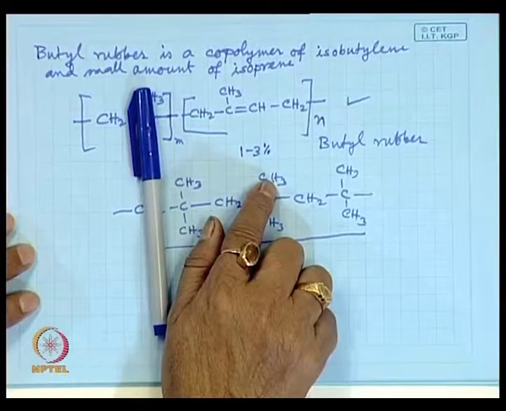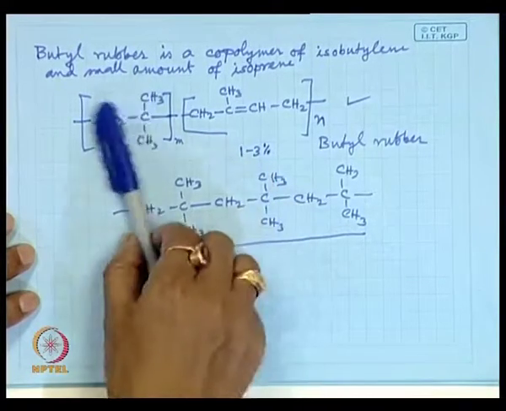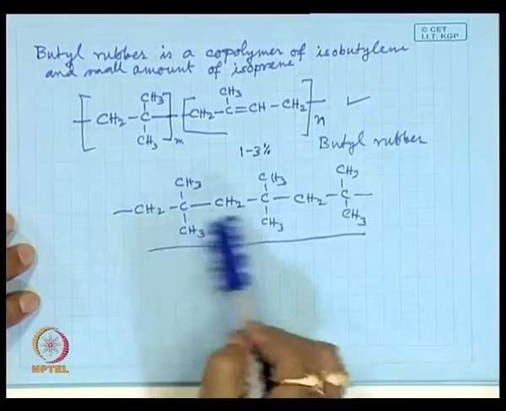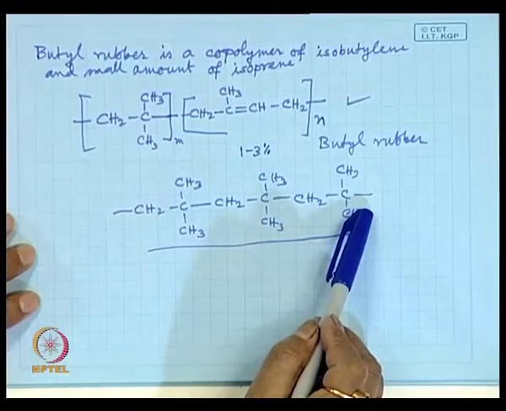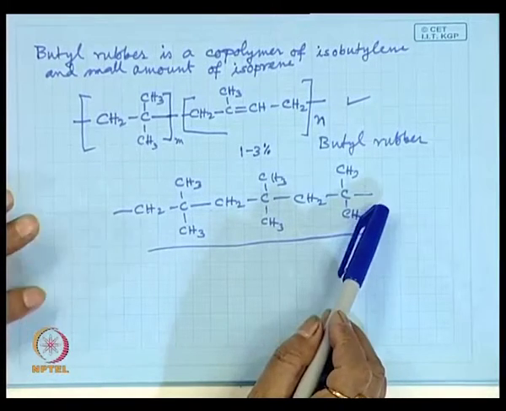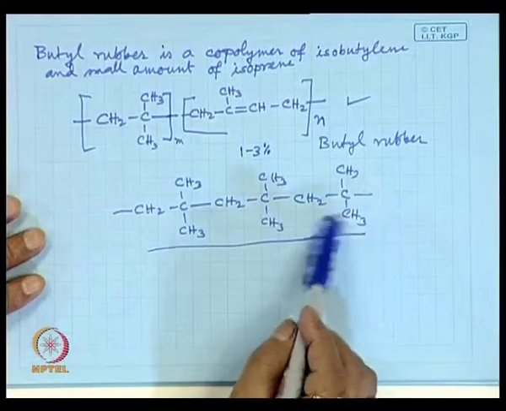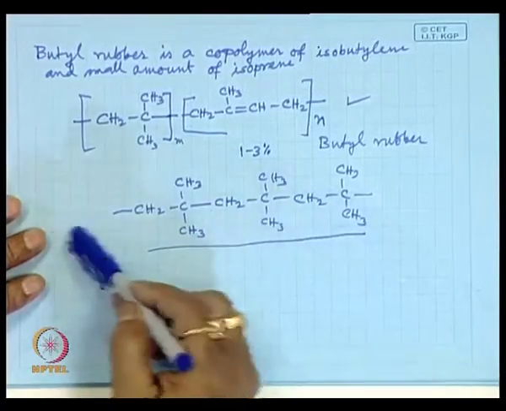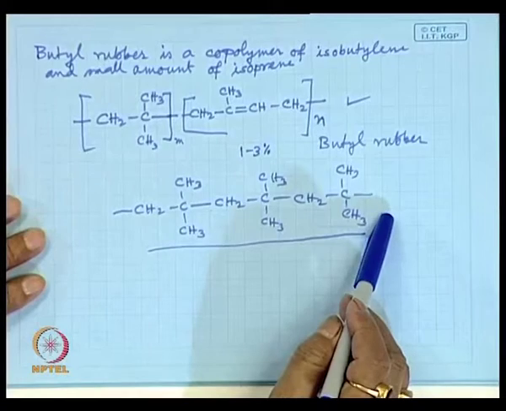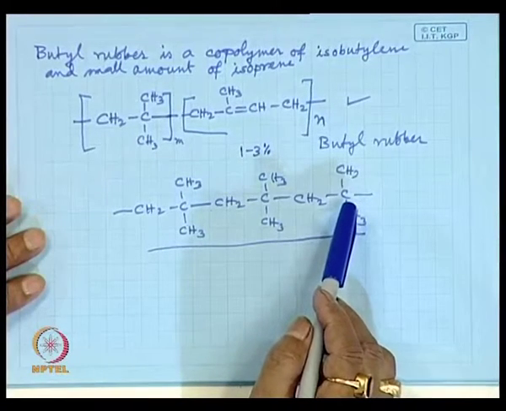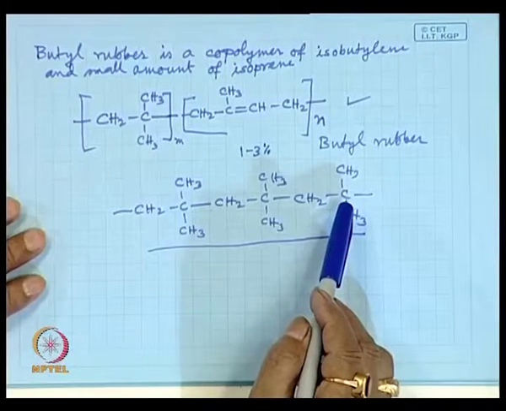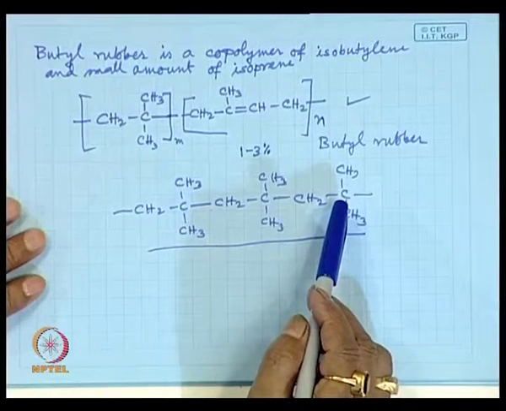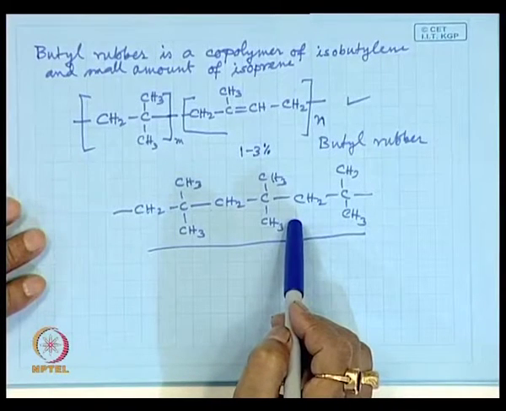Butyl rubber sheet, and not only that, it has a saturated backbone of very long length. What happens in a butyl polymer chain? After 100 to 150 units of isobutylene, one isoprene unit comes for cross linking purpose. So, the entire system is symmetric and saturated. So, this polymer is very stable to high temperature.